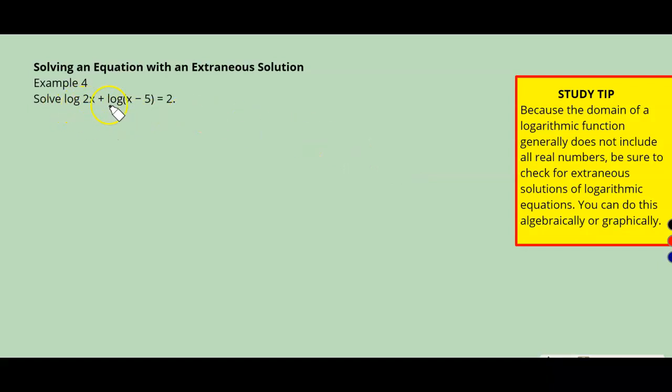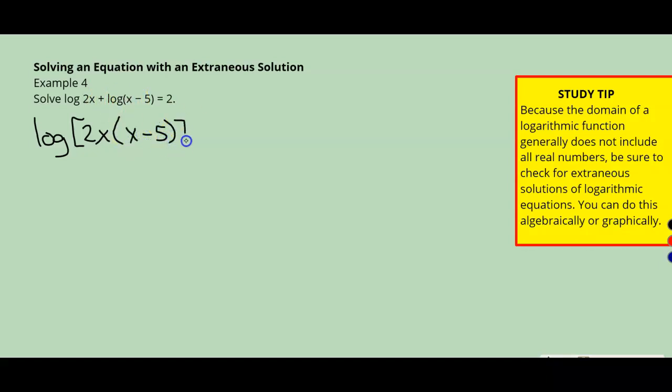So we can see that this is an expanded logarithm on the left-hand side. So the first thing we need to do is condense this logarithm using our properties of logarithms. So let's rewrite this as log of, I'm going to have 2x. Remember, addition comes from the product property, so we can write this as 2x times x minus 5.